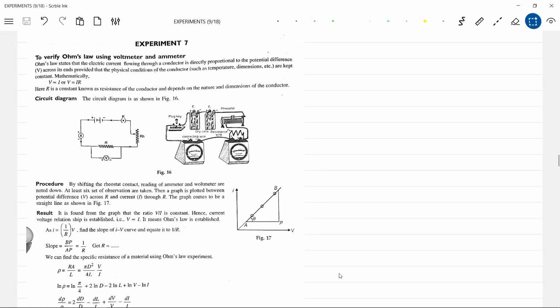To find out the resistance, we use Ohm's law. So what is Ohm's law? V is proportional to I, so R equals V by I. So what is the thing here? This is a wire, a resistance wire, whose resistance we are determining.